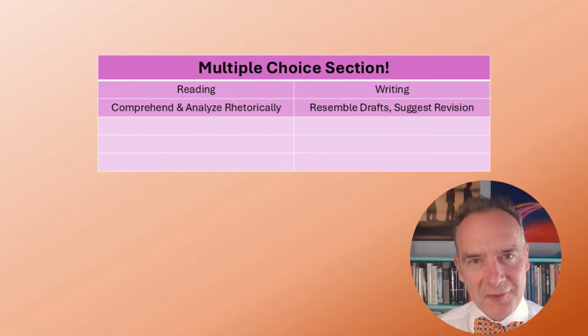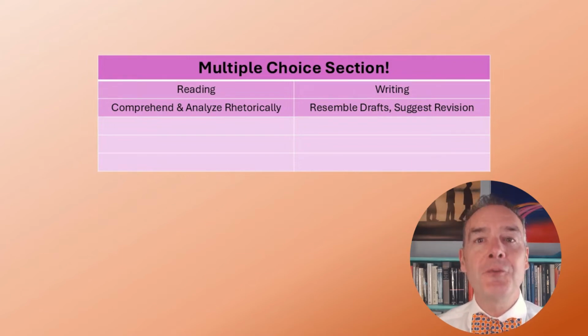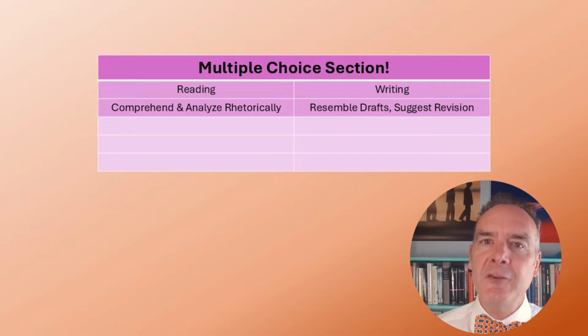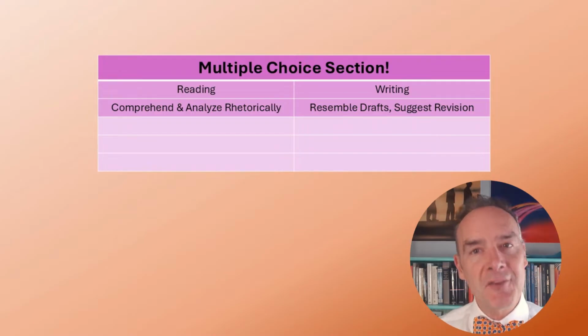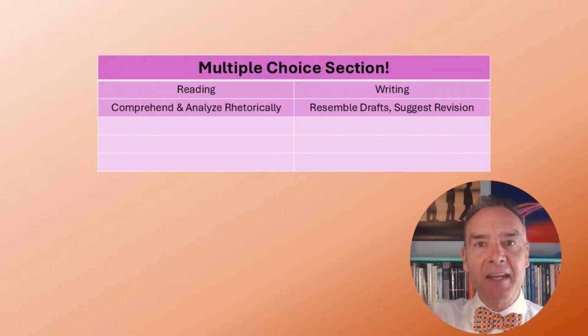The multiple choice section is further divided into 2 sections. One is called the reading section. That section asks you to comprehend a reading passage, analyze it rhetorically, and answer questions. I have a separate video about that, and I'll link it below.